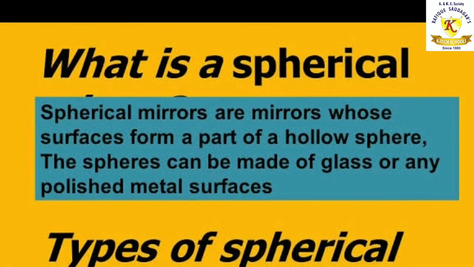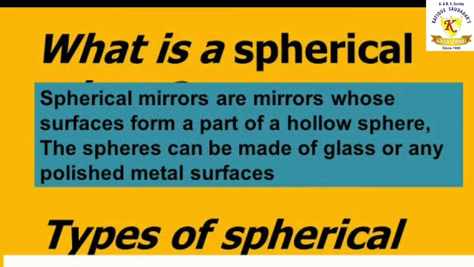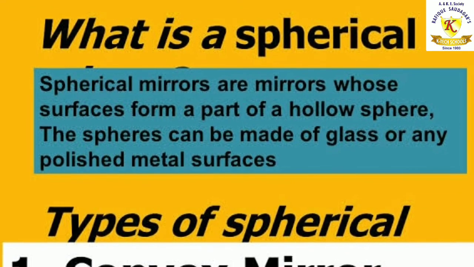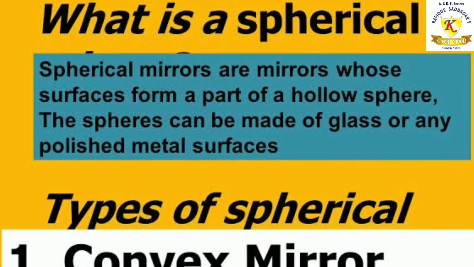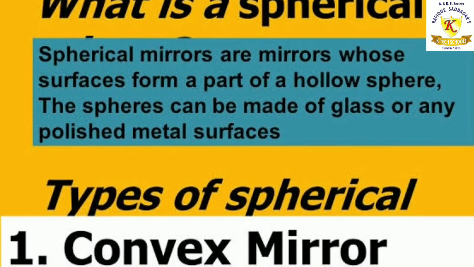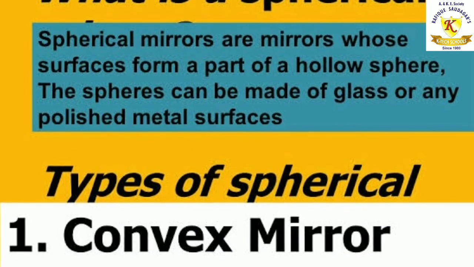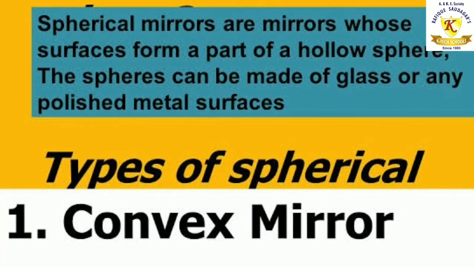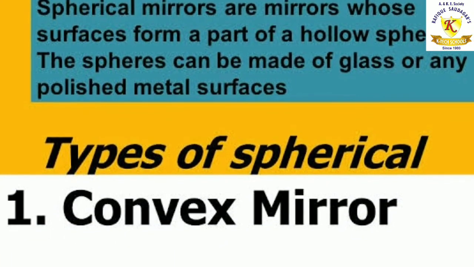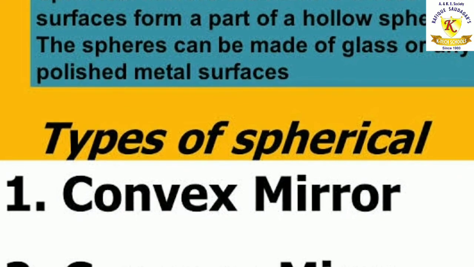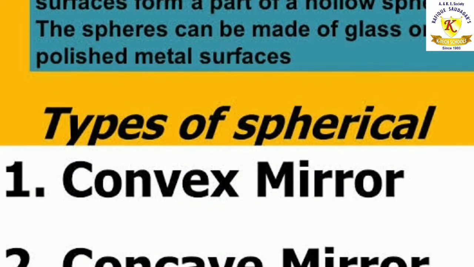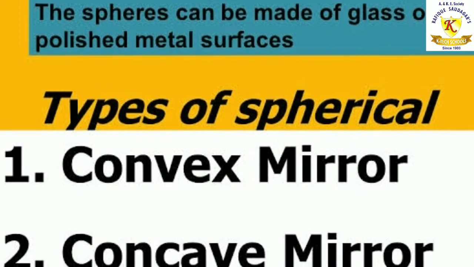The spherical mirrors are the mirrors whose surfaces form a part of a hollow sphere. The spheres can be made of glass or any polished metal surfaces. There are two types of spherical mirrors, convex mirror and concave mirror.